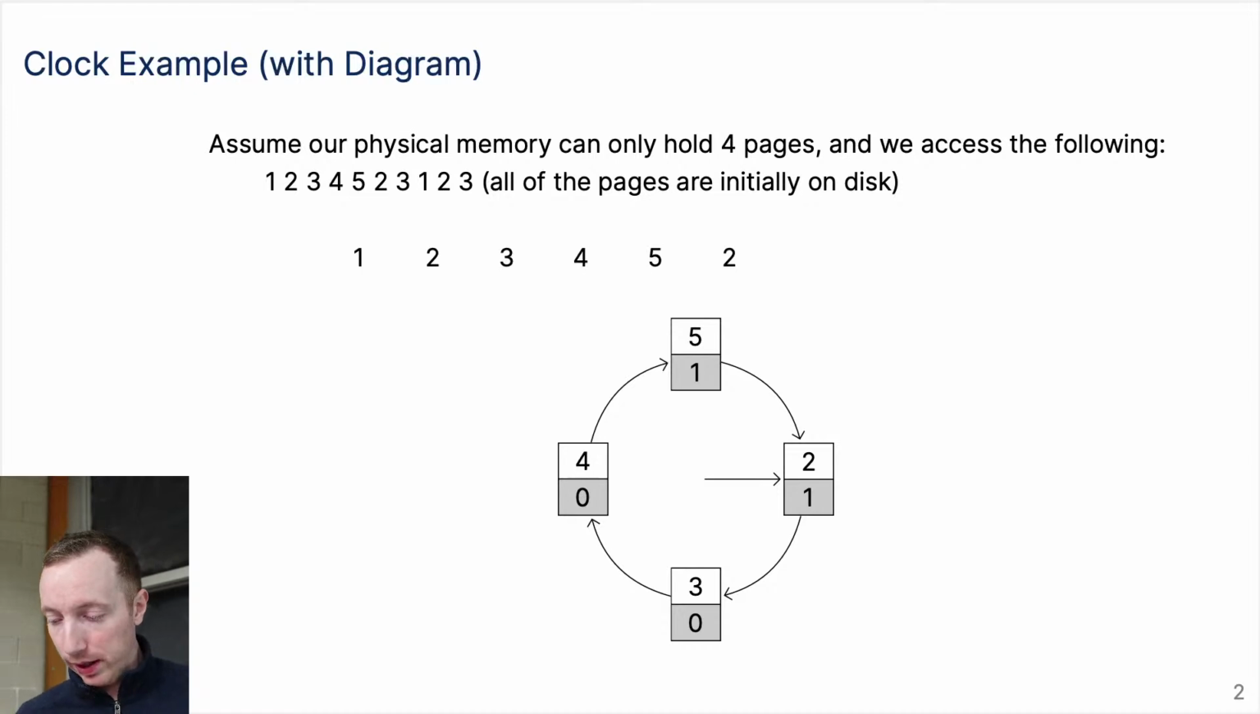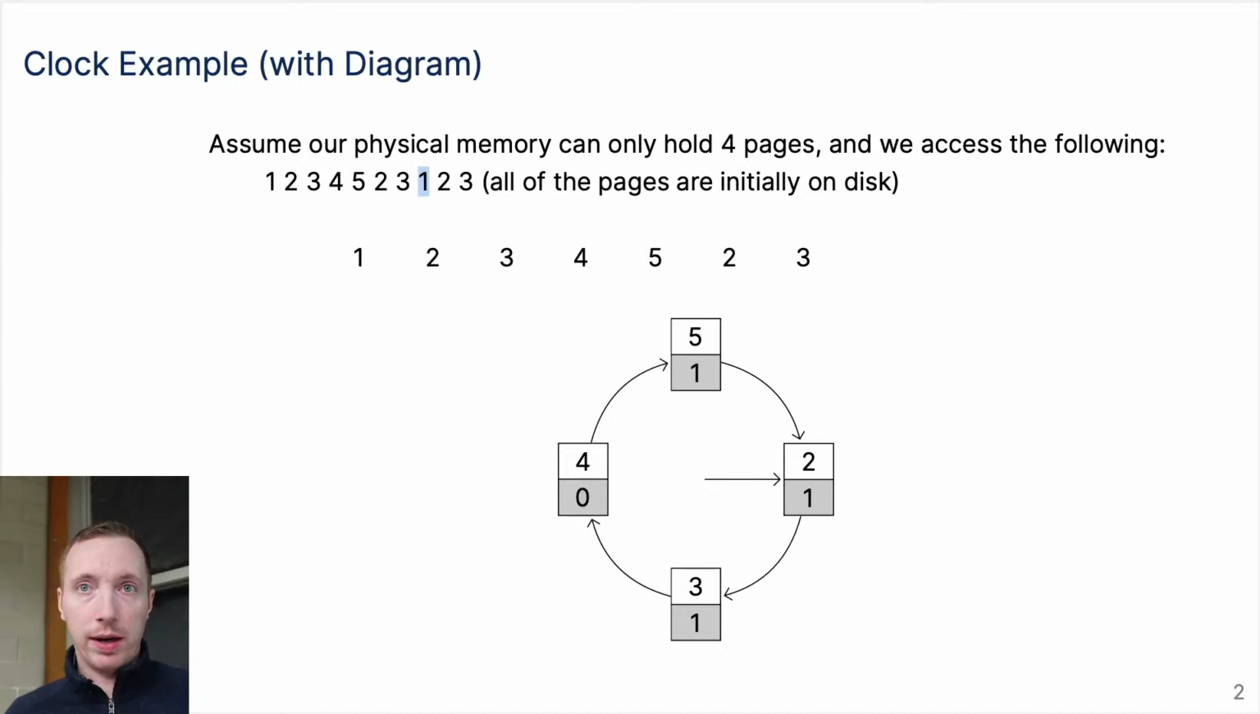And then for the access to 3, again, same thing. 3 is already in memory. We don't want to monkey around with the hand or do any slow operations on every access. We want to make sure that whatever we do for each access is really, really fast. Flipping a bit is pretty fast. So after we access 3, its reference bit is updated from a 0 to a 1.